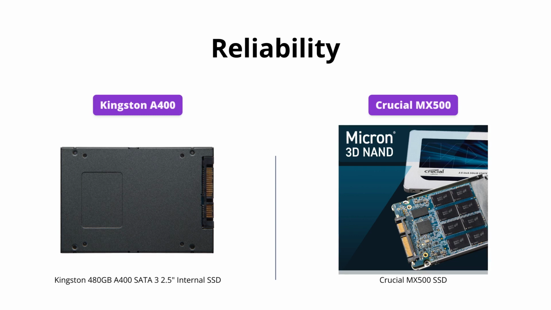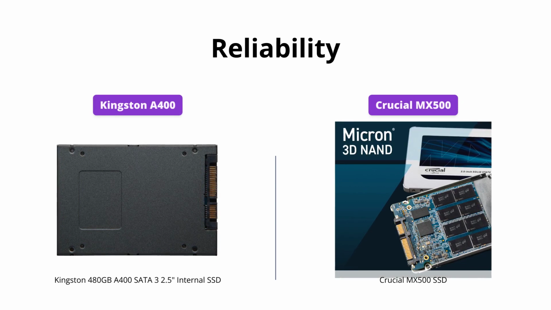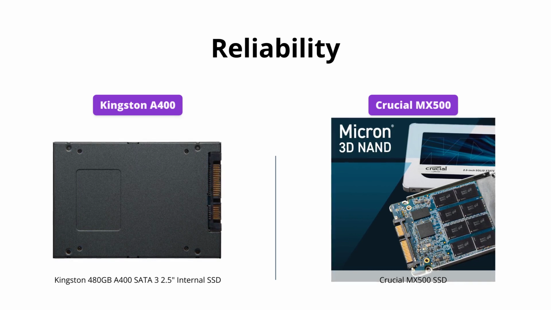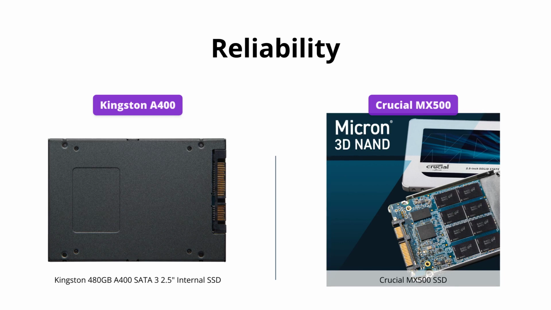When it comes to reliability, both Kingston A400 and Crucial MX500 are more reliable and durable than a hard drive. However, Crucial MX500 boasts an integrated power loss immunity feature that preserves all your saved work if the power unexpectedly gets cut.